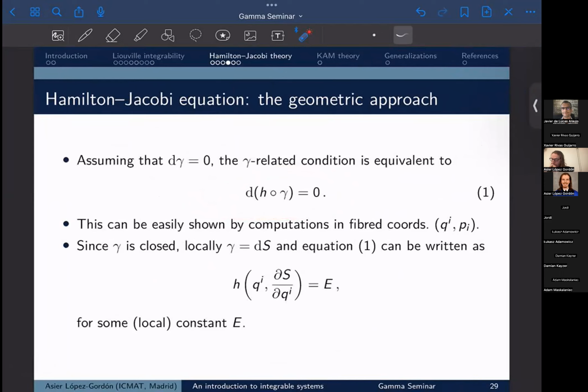Now, since gamma we assume it is closed, locally it is the differential of some function. And then, at least locally, we can write this equation as this. But then we have that this is just the differential of a function on Q equal to 0. So locally this must be constant, and this is just the Hamilton-Jacobi equation, the classical one.